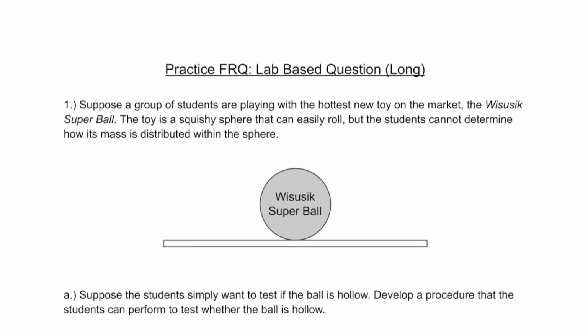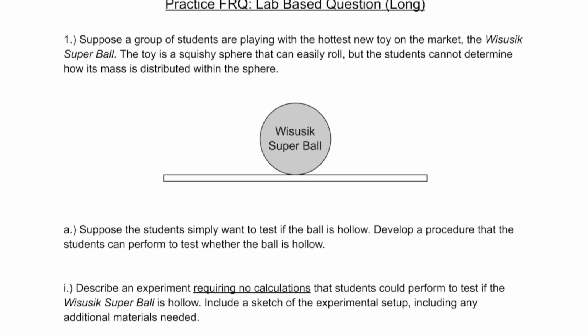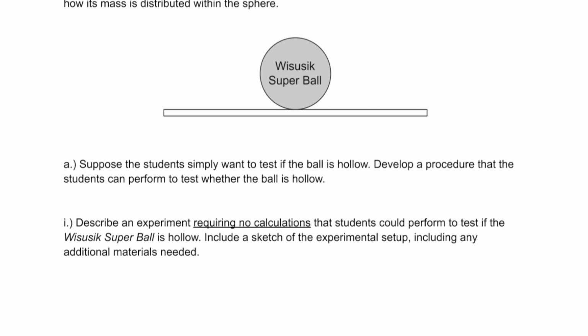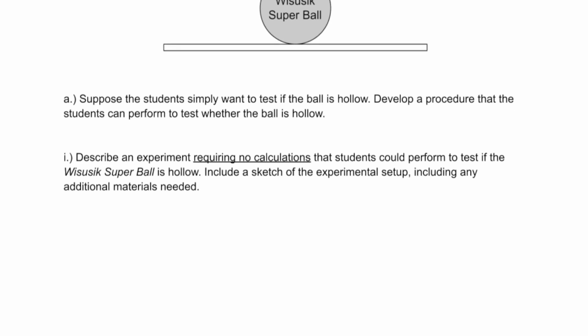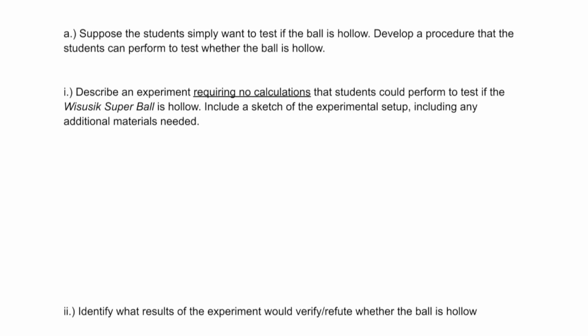So first, we have a design task here. Suppose students simply want to test if the ball is hollow or not. Develop a simple procedure that the students can perform to test whether the ball is hollow. And it says here we have to describe an experiment requiring no calculations that the students could perform to test if the ball is hollow or not. We should include a sketch of our setup, including any additional materials we need. And after that, we're going to identify what results of the experiment would verify or refute whether the ball is hollow.